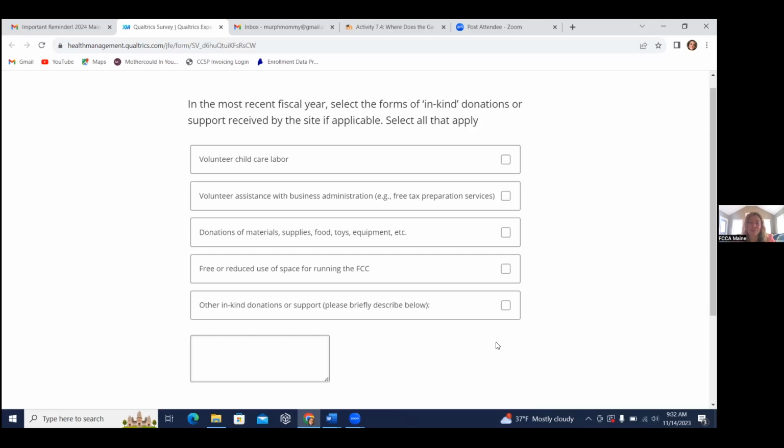Volunteer assistant with business administration, like free tax prep, donations of materials, supplies, foods, free or reduced use of space for running the family childcare, or other in-kind donations or support, and they ask you to describe that. So we'll just say people have donated materials or food. I feel like families can do that, so we'll do that one.